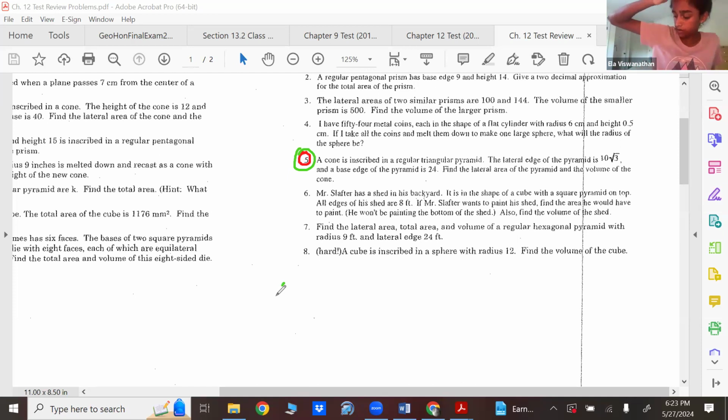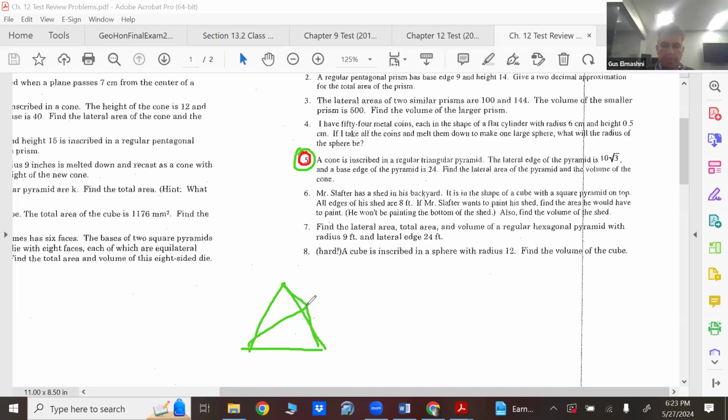Okay, volume I got for the cone, I got 96 root 77, and lateral oriented pyramid, I got 96 root 113. Got it. Good work.